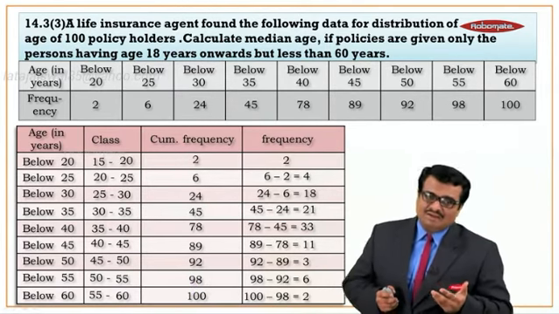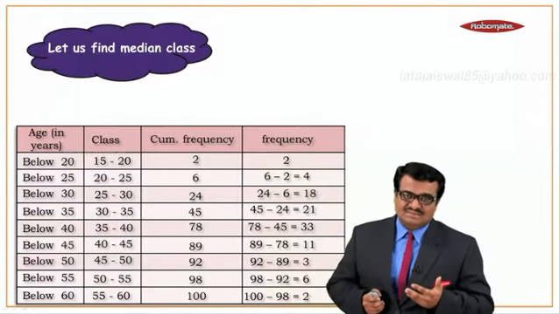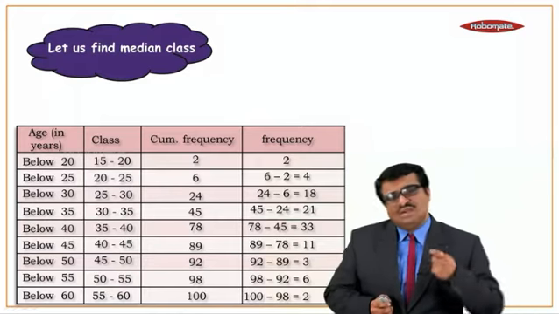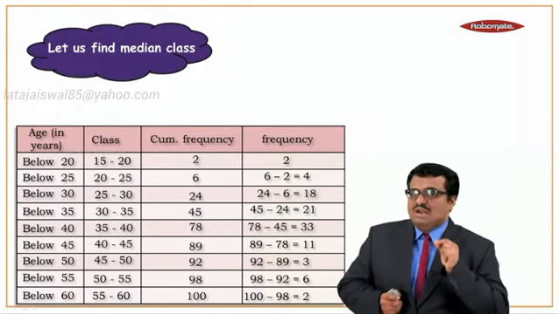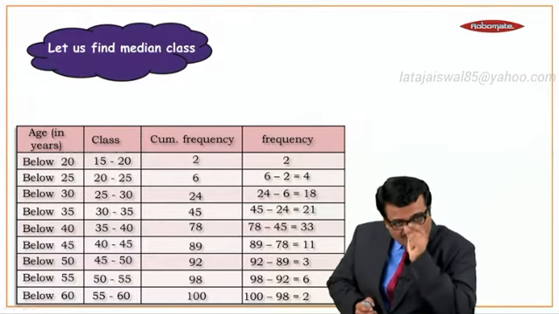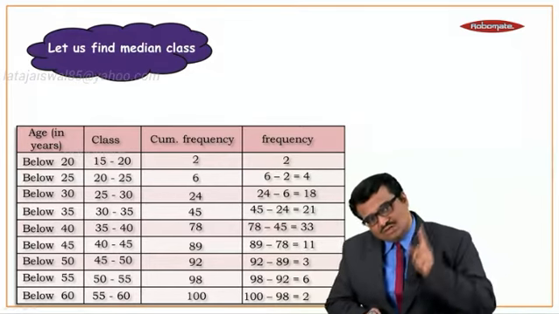But for finding the median, we need to first locate the median class. Let us find the median class. Now how do you locate the median class? What is the total of the frequency? Look at the last number in the cumulative frequency column. What is the last number in the cumulative frequency column? 100. Since 100 is the last number in the cumulative frequency column, the total of frequency is also 100.